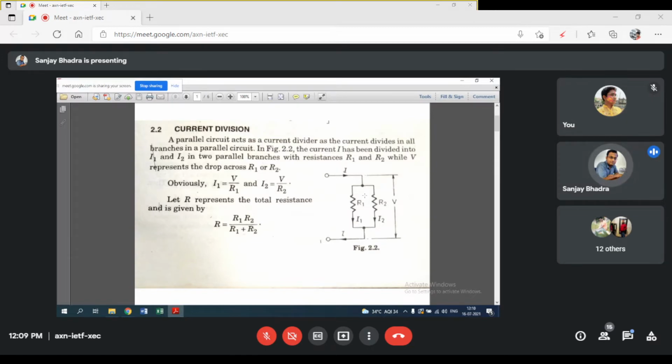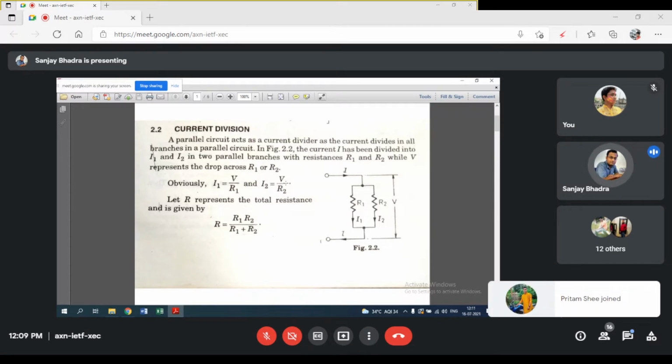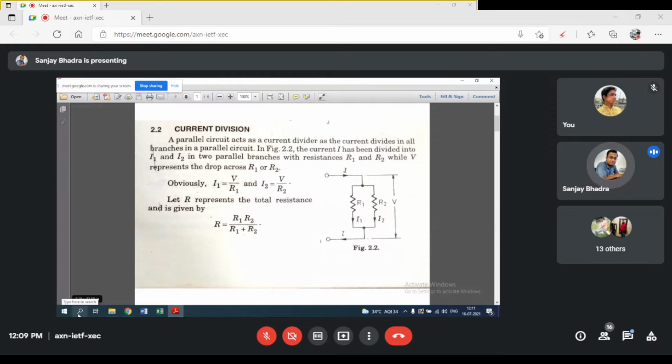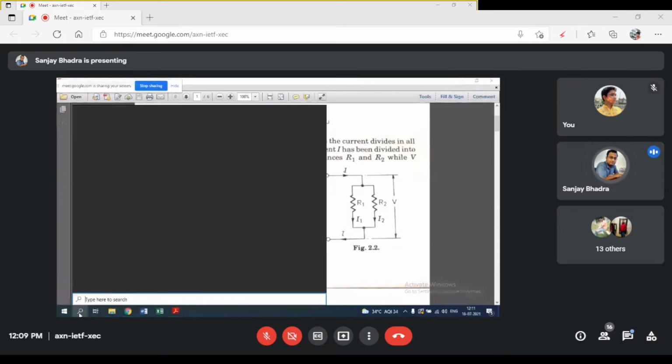Now try to understand that whenever we are trying to find the individual branch currents, we are dividing the voltage by the corresponding resistance. Let's pull up the paint once again.